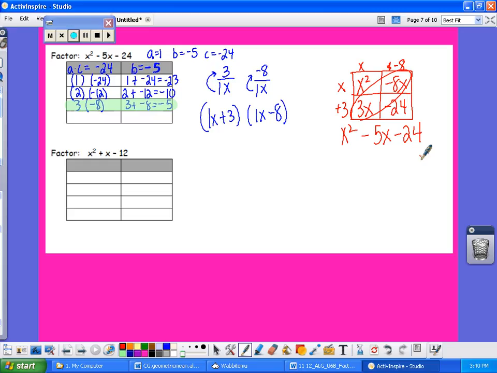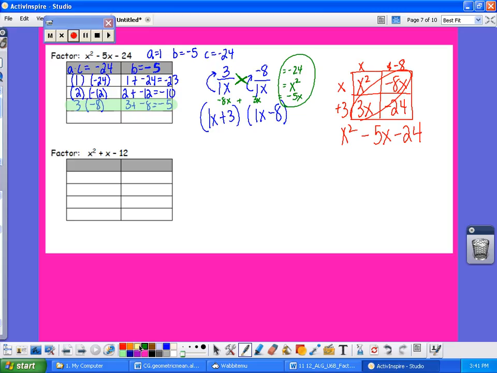Is this the only way to check? No. Before I even wrote my factors, I could check. 3 times -8 is -24. 1x times 1x equals x squared. I go diagonally here, -8x, a diagonal here, 3x, and together that gives me -5x. And this is what I was given in the original.